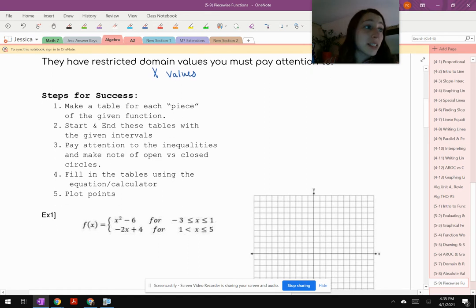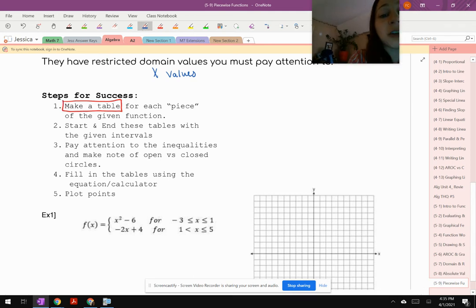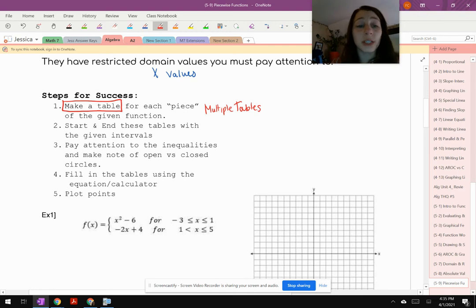Steps for success that you're looking at here. Just like any kind of graphing that we've been doing, you're going to start off by making a table. Make a table. For each piece, you're going to have multiple tables. Multiple pieces means multiple tables. You're going to start and end these tables with the given intervals.